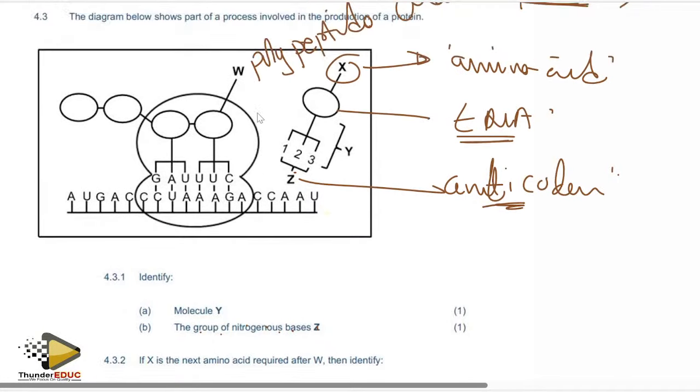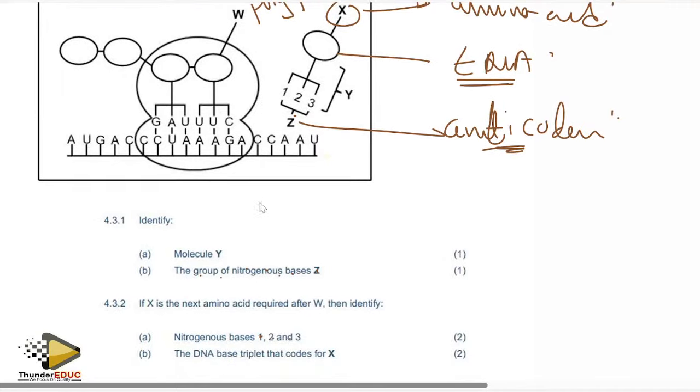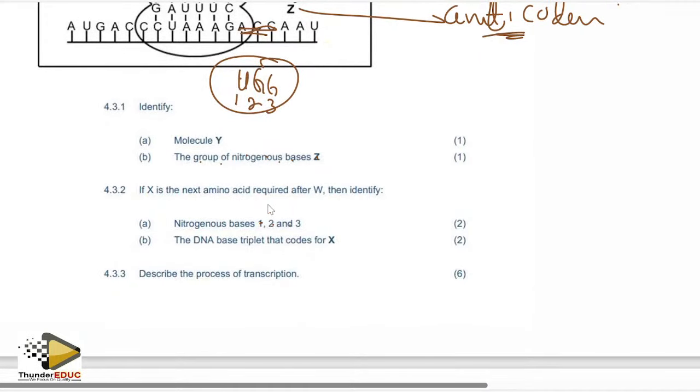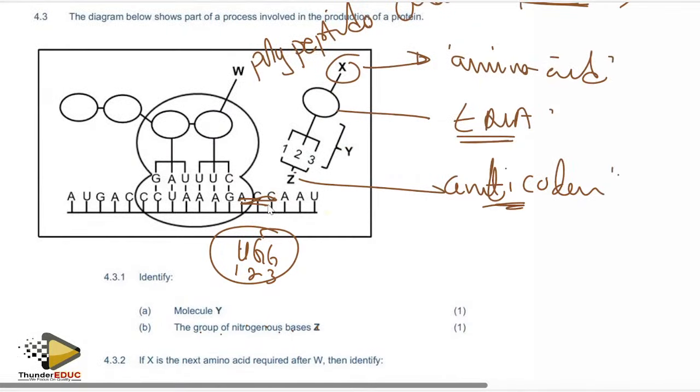If X is the next, so if it's the next here, it means that it's going to be U, G, G. So 1, 2, 3. And then they're saying that DNA base triplet that codes for X. They're looking for the DNA base triplet that codes for X.